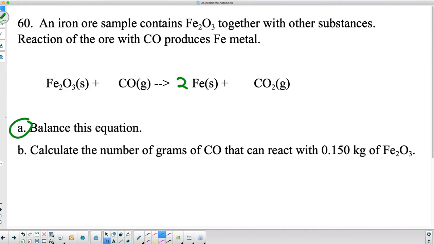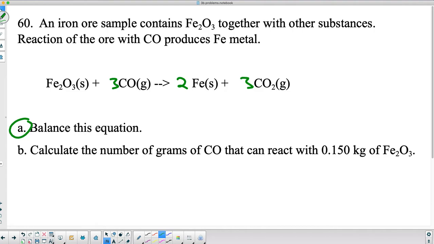So what if I do one more step? What if I do 3 and 3? Now if I do 3 and 3, I got 3 plus 3 oxygens here is 6, and 3 times 2 is 6. So that one actually works out just fine. All right, so my balanced equation then is 1, 3, 2, 3. Good. So let's keep going.